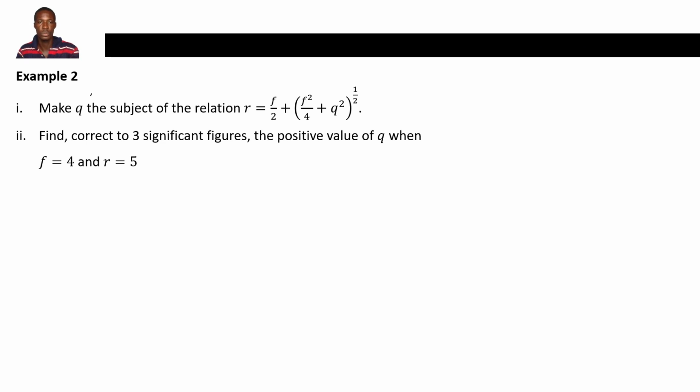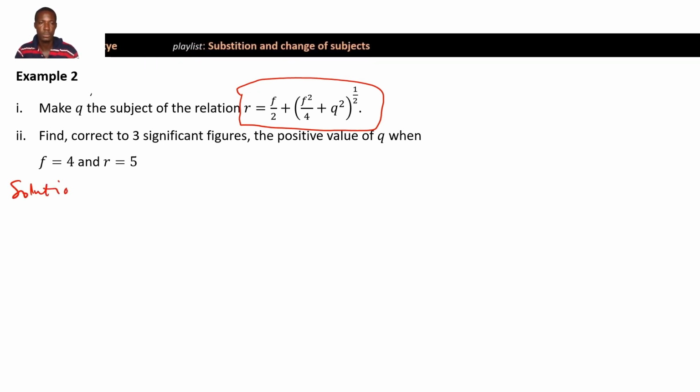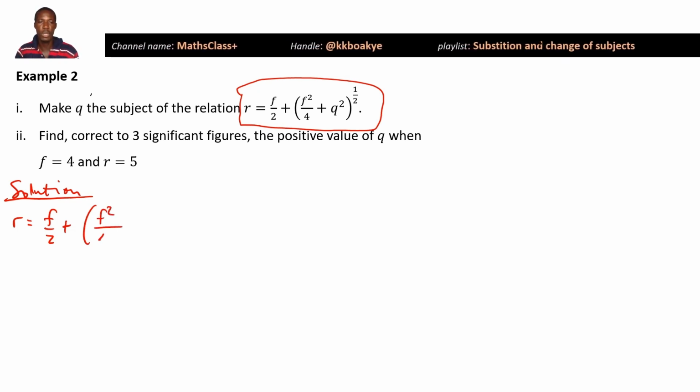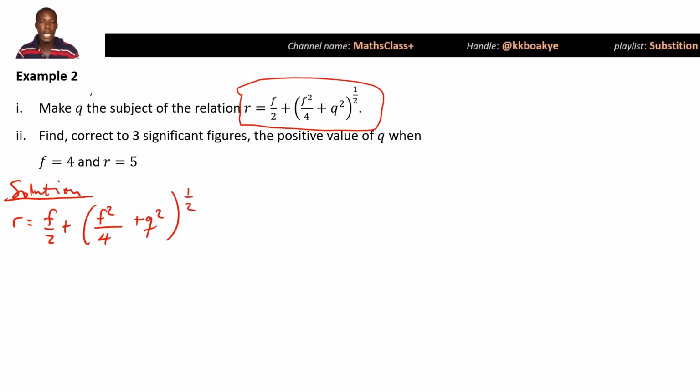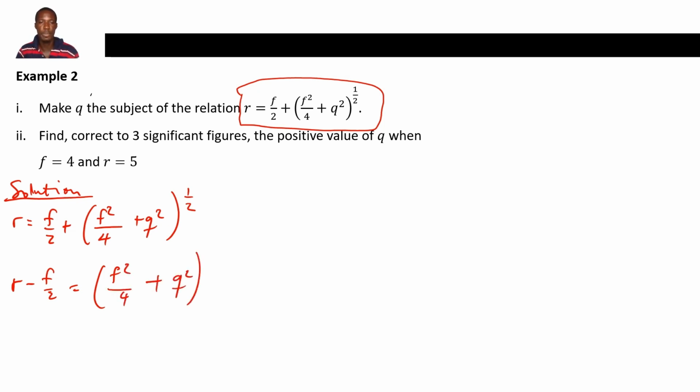Example 2. We are making Q the subject in the relation thus. Okay, so our solution. We have r is equal to f over 2 plus bracket open f squared over 4 plus q squared, which we have to make the subject, all to the power half. Let's bring f over 2 on this side, and then we have f squared over 4 plus q squared all to the power half.